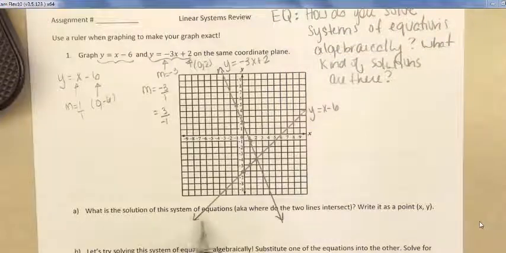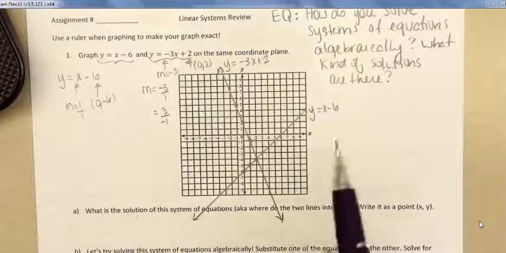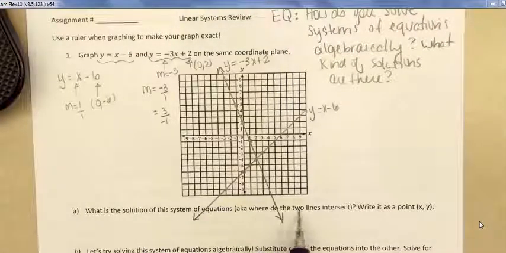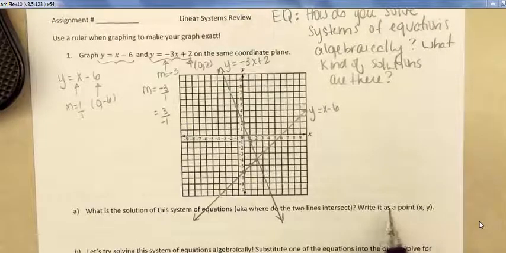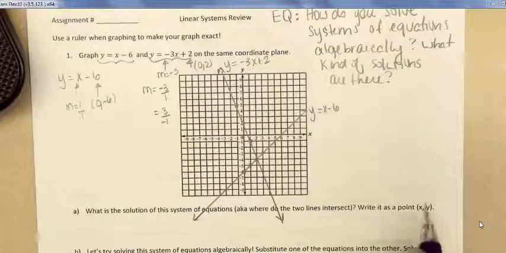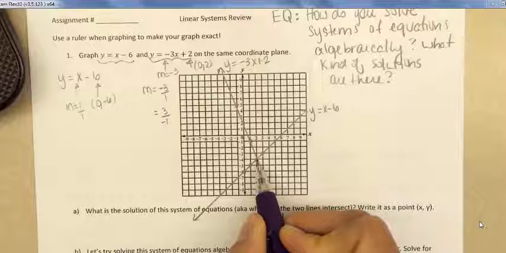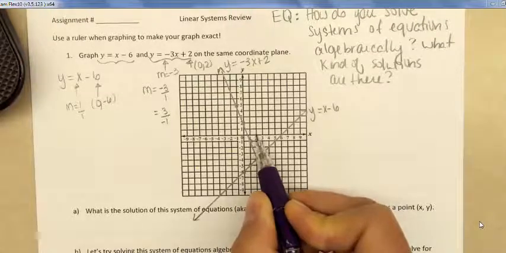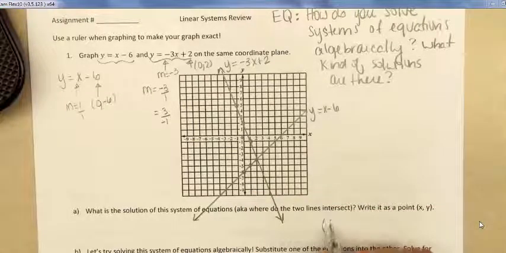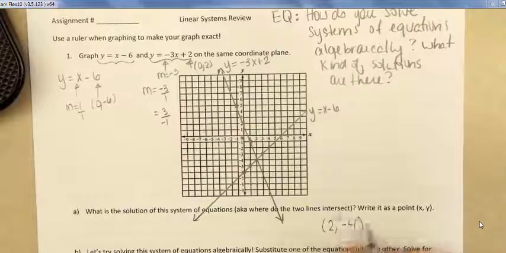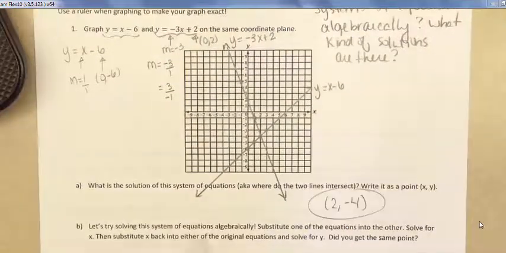All right, so that's a system of equations. Now we're looking for the solution, which is basically where the 2 lines or 3 lines or 4 lines intersect. Okay, and we'll write it as a point. So the solution is going to be some point that's got an x and a y coordinate. All right, so this point right here is where they intersect, and that point is (2, negative 4). So (2, negative 4) is the solution to this system.